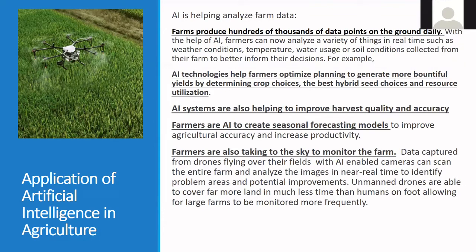There's also deficiency of nutrients leading to poor quality of crops. This is a challenge that artificial intelligence is able to mitigate by analyzing data and giving out warnings so that the farmer is able to make informed decisions. Sorry, someone wants to ask a question or make a comment? No, not yet. Okay, fine.